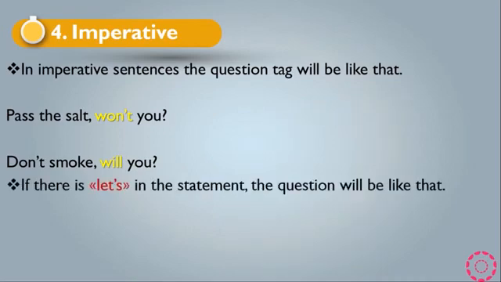If there is let's in the statement, the question tag will be like this. Let's have a drink, shall we? You have to remember that whenever we have let's in the statement, we have to say shall we. So don't forget about that. Let's have a drink, shall we?